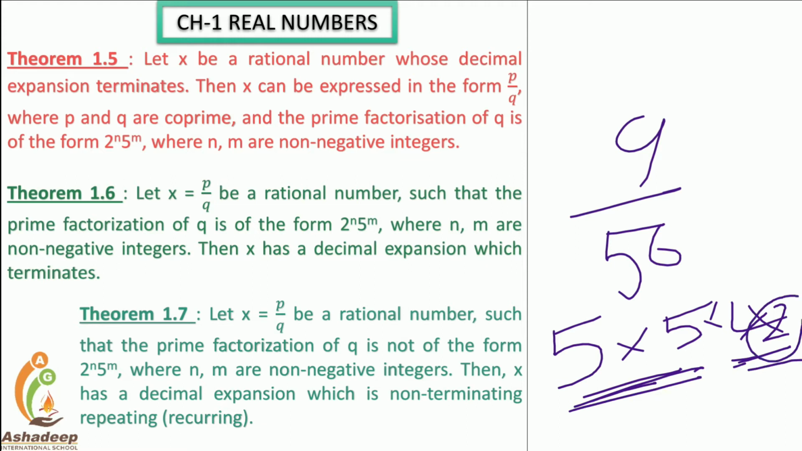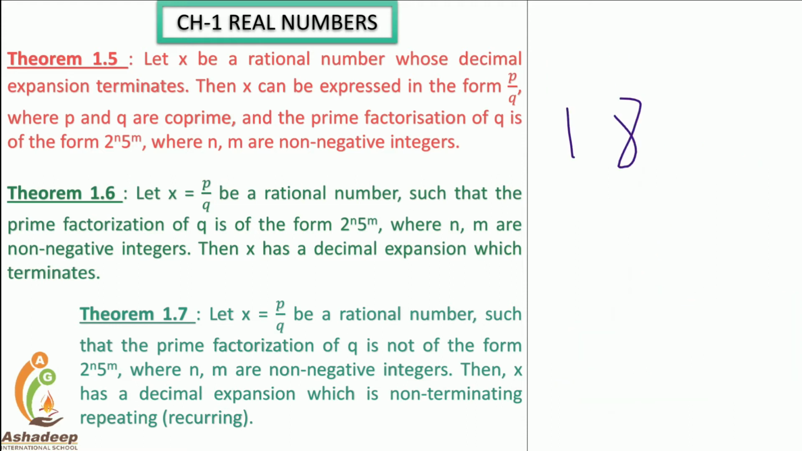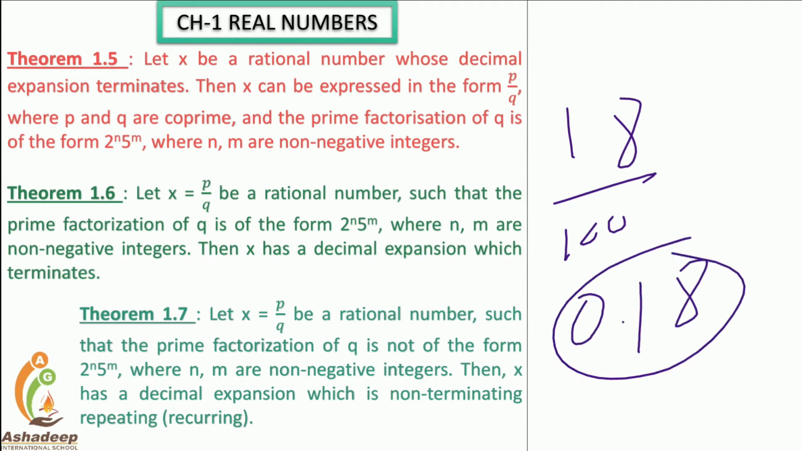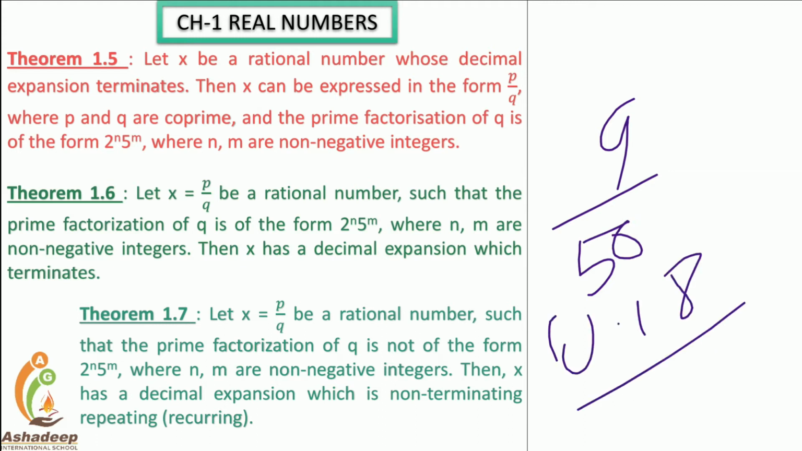But if we multiply in the denominator, we need to multiply in the numerator as well. So 9 twos are 18. In the denominator, 5 fives are 25, 25 twos are 50, 50 twos are 100. So it is 18 divided by 100, which is 0.18. So it is a terminating decimal. And if you do 9 divided by 50 in the calculator, you will get the answer 0.18 only.